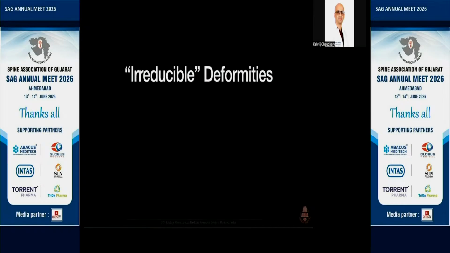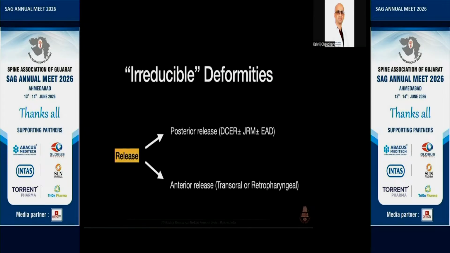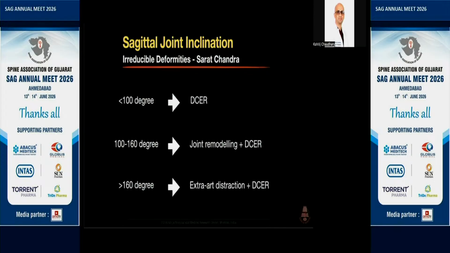For those so-called irreducible deformities which do not reduce on traction in the OR, there are two options for facet release for making an irreducible deformity reducible: a posterior release or an anterior release. And I think there is a place for both these procedures, and the way we decide which one to use is by looking carefully at the C1 C2 joints. This is what was proposed by Dr. Sarat Chandra. Less than 100-degree joint inclination, do a DCER procedure, which is distraction, compression, extension, reduction.